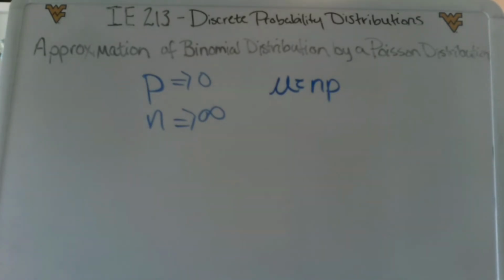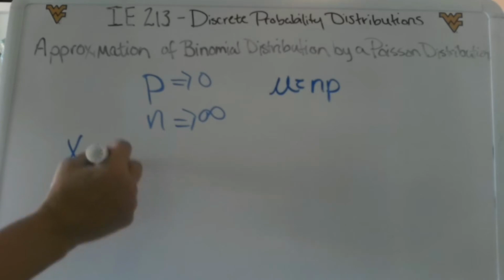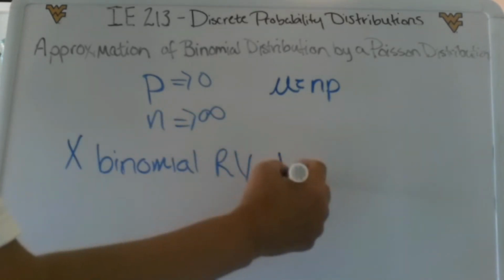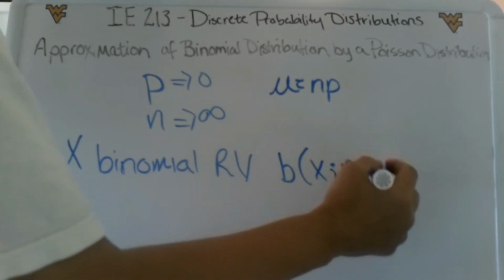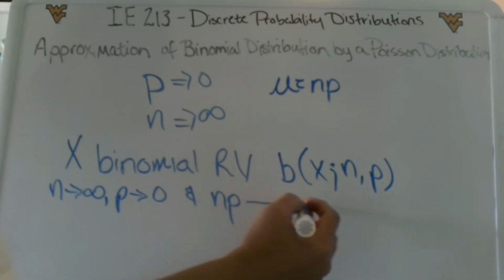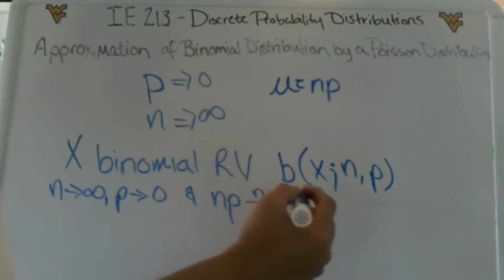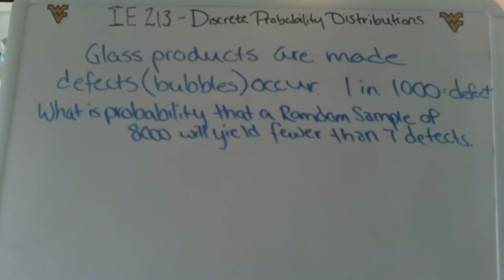So let's let x be a binomial random variable. So x is a binomial random variable with probability distribution b(x; n, p). Then n is going to infinity. This remains constant. So let's look at an example.